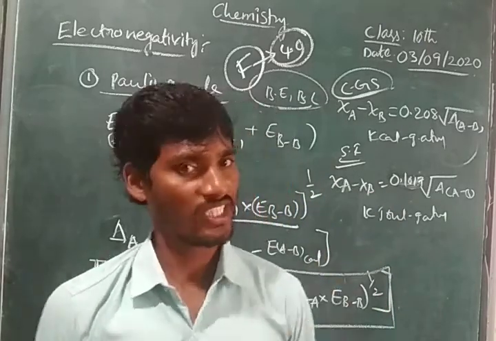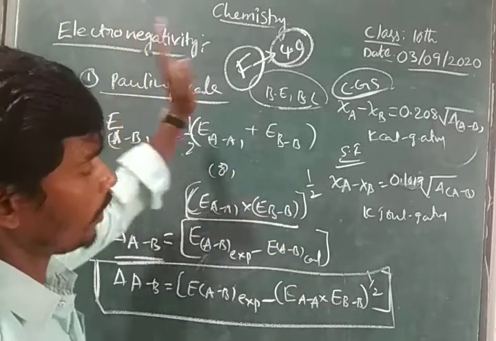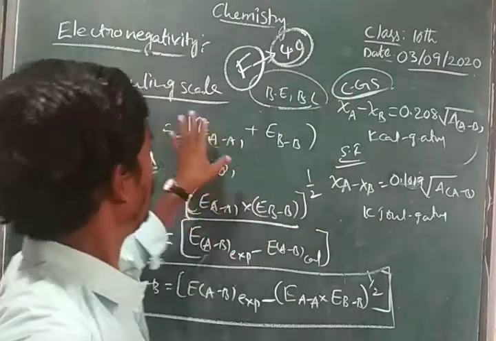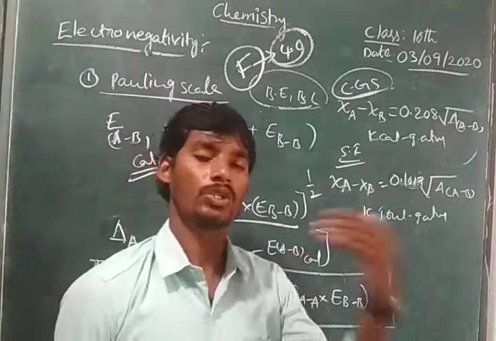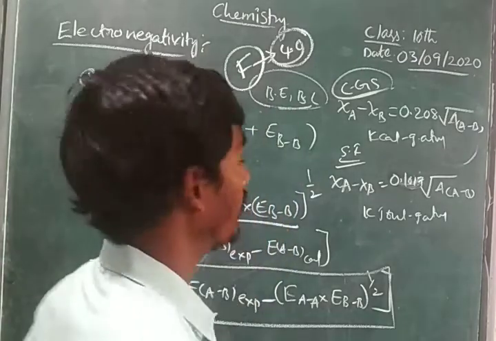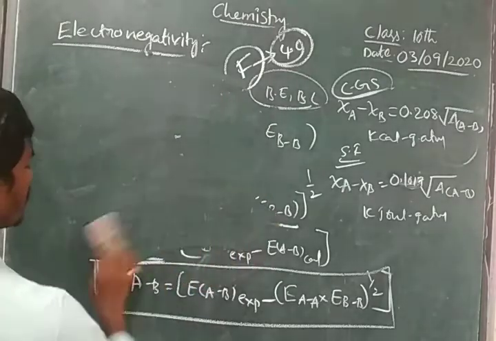So this is about what is meant by electronegativity. What is the first scale explaining electronegativity? That is the Pauling scale. Now we are going to discuss the second scale, that is the Millikan scale.